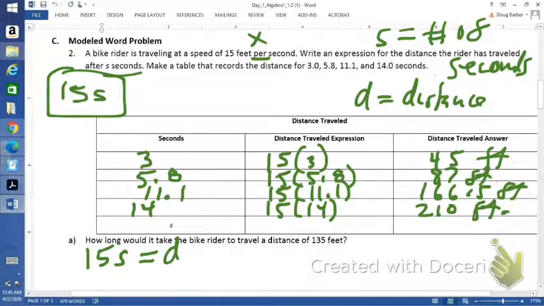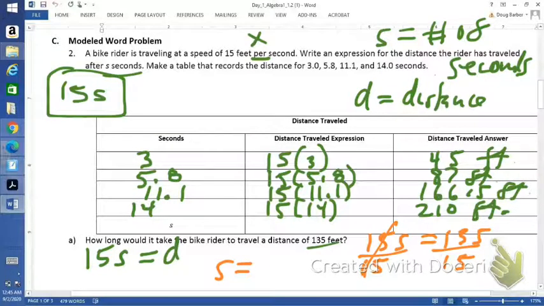Alright. We don't know s, but we do know d, so we're going to plug it in. So we're going to use a different color. So 15s equals 135. And so I'm going to now divide both sides by 15 to get s by itself. So 135 divided by 15, that equals 9. So in 9 seconds, the bike rider would travel 135 feet.